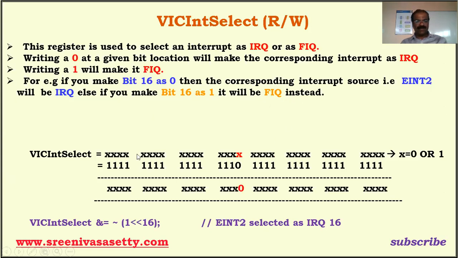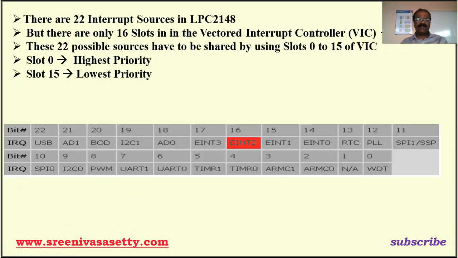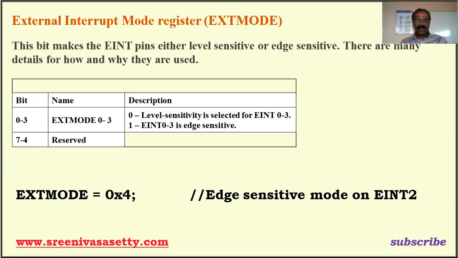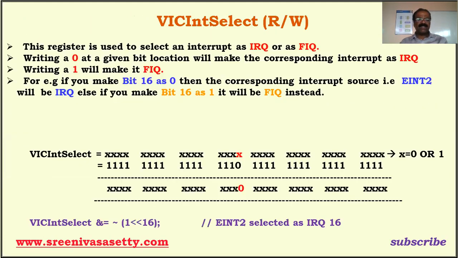Understood this? Therefore, here we are going to execute one statement. So what is the position of EINT2, external interrupt 2? We know that that is 16. So we can see here, EINT2 comes under 16. Therefore, we have to make bit number 16 to what? 0 or 1 here? In this case, that must be 0. So you have to write 0 here, at bit number 16.